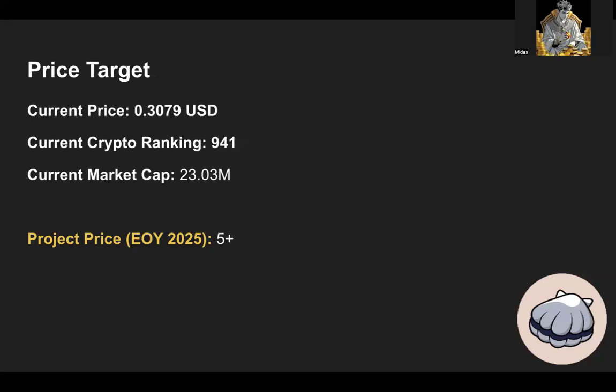And finally, for the projected price at the end of 2025, I think it'll hit a price of around $5 plus. That's all I have for today.